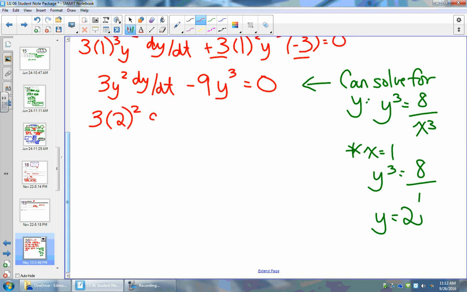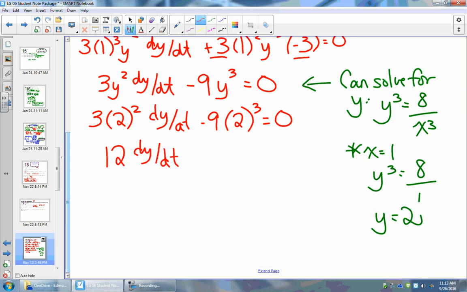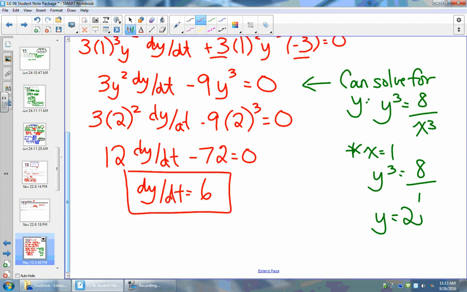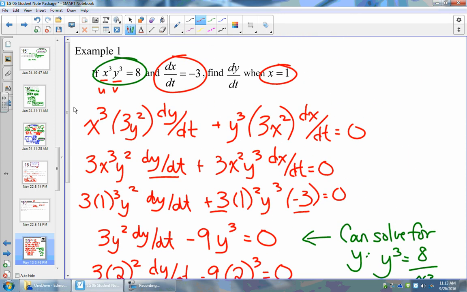2 squared, and then we've got dy/dt minus 9 times 2 cubed is equal to 0. So now I've got 12 dy/dt minus 72 is equal to 0. So add 72, divide by 12, so dy/dt is going to be equal to +6. So here you can see a nice first example on implicit differentiation.